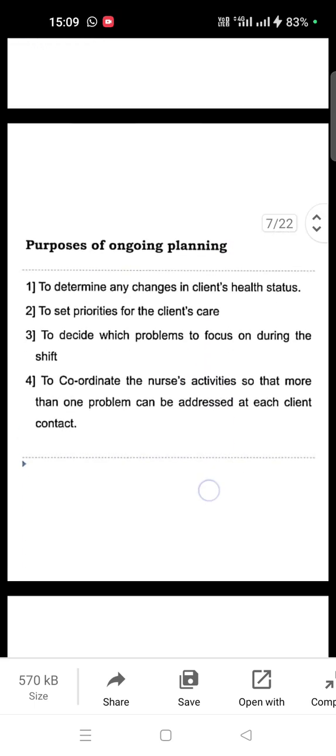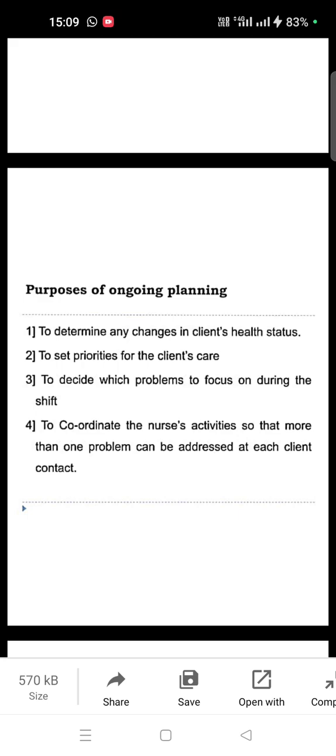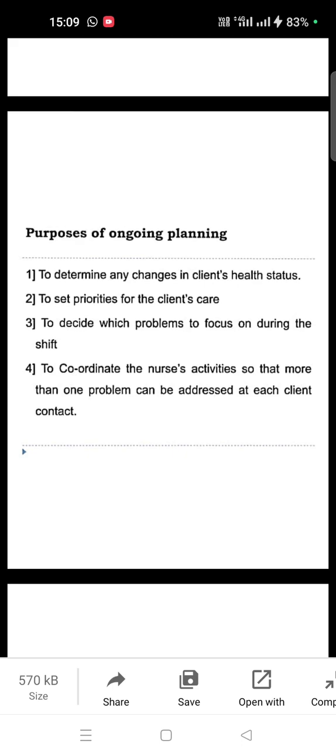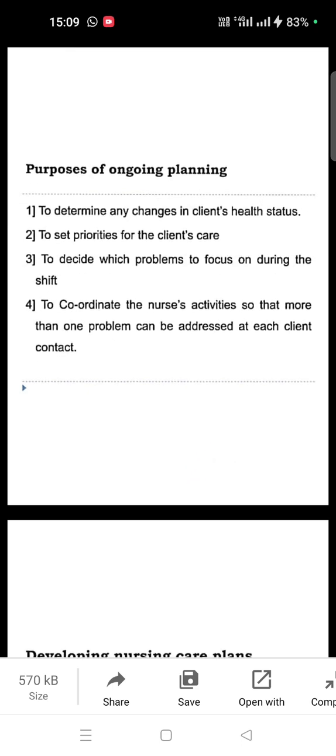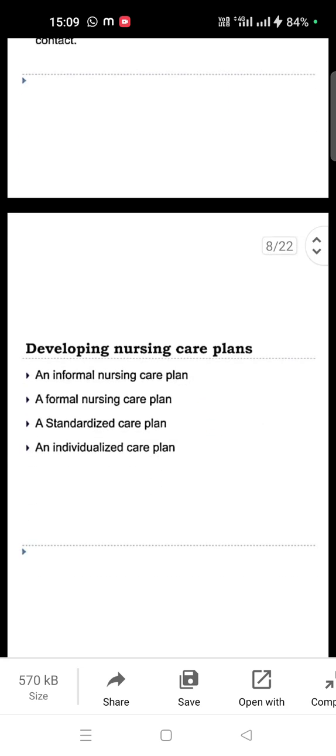So what is the purpose of the ongoing plan? It is to determine any changes in health status. Sometimes PP will be high or low, glucose changes, and so on. It is also to set priorities of client care and decide which problem to focus on during the shift. For each shift we can plan which care to give. Next is coordinating the nurses' activities. We know all the shift changes, and the three shift staff must coordinate. It's important.